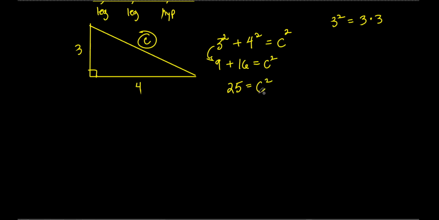So this says right here, what number? C times itself. That's what squared means. What number times itself is going to give you 25? Well, 5 is, all right? So C equals what? 5.